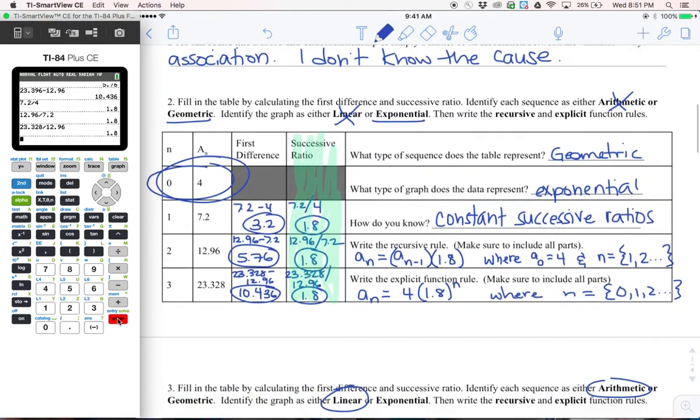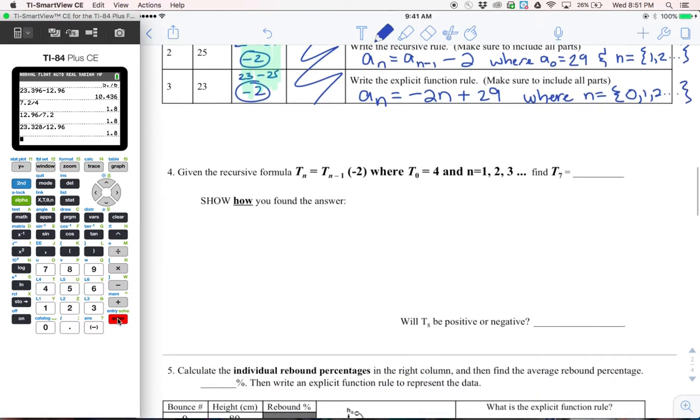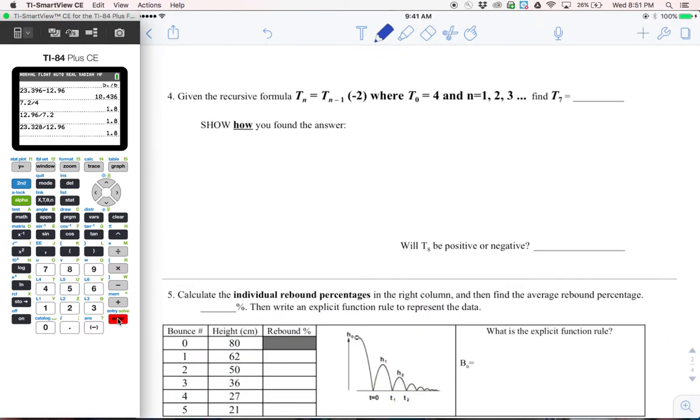One of those tables was geometric and one of those tables was arithmetic. You just need to be able to figure out the rest. Problem number 4, we're actually given a recursive formula. It tells us the formula, the initial amount is 0, and the n values to use. This is kind of a good hint for the tables, right? Since we used n minus 1, we should be using 1, 2, 3. It's a good example. We are supposed to find t of 7, the 7th term, t sub 7.